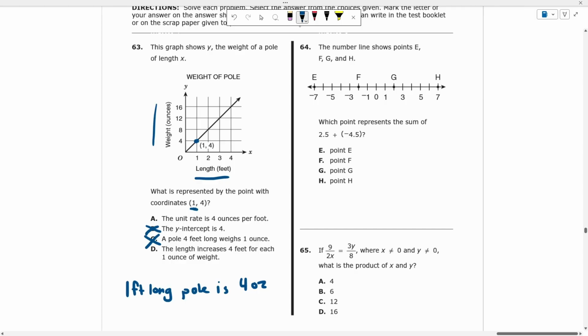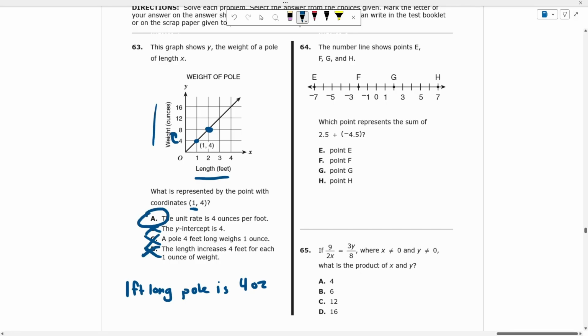And choice D would be wrong because it says the length increases 4 feet for every 1 ounce of weight. Well, does it? It seems like the length increases by 1 foot for every 4 ounces of weight. To get from 4 to 8, you add 4, and when you do that, the x increases by 1. So that leaves you with the correct answer of A.